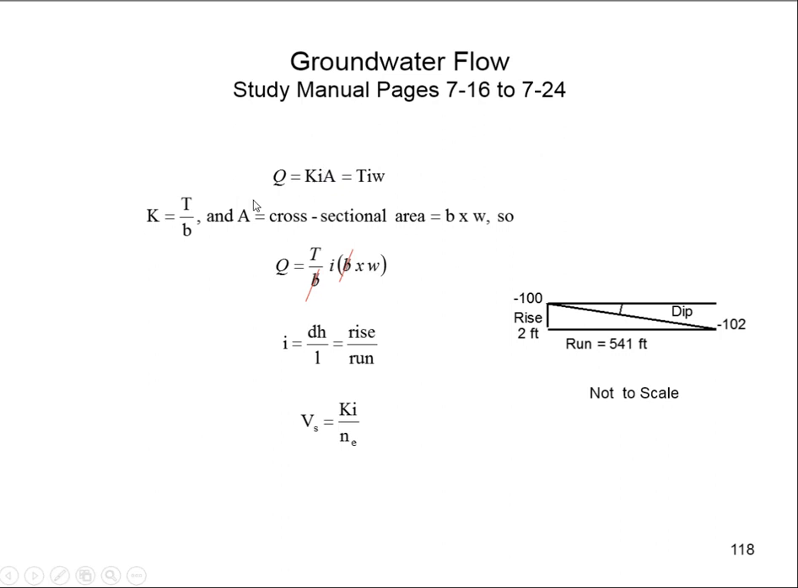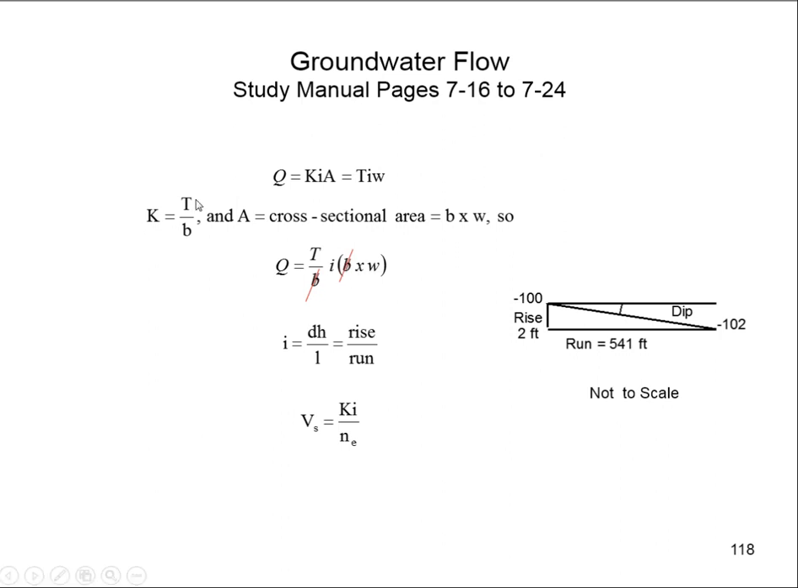Now, if we look at the cross-sectional area through which the flow occurs, if you hold up a piece of paper, perpendicular to that is the direction of flow. We can come up with the area of that piece of paper by a width, and on the vertical side, our saturated thickness B. B times W gives us that area, and we can substitute that in for the area.